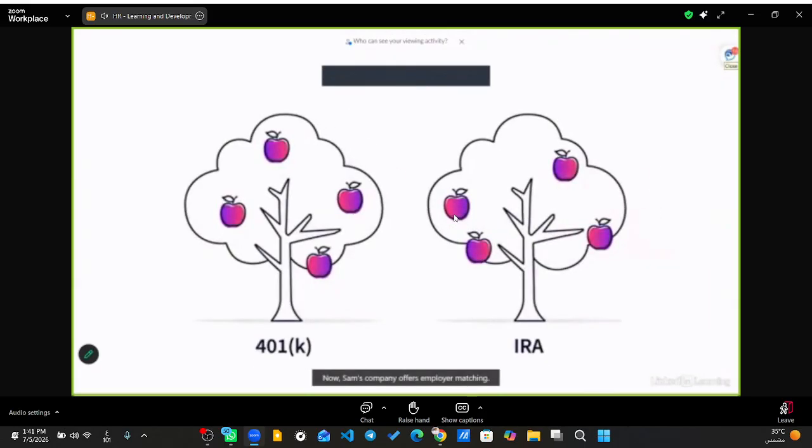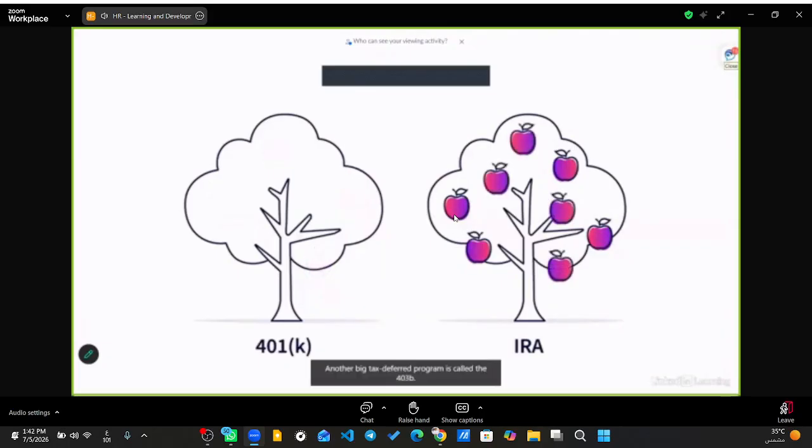Now, Sam's company offers employer matching. This means they will likely match at least part of her 401K contribution. Many firms match up to a specific percentage of an employee's 401K contribution. For instance, Sam's firm might match the first 5% of her salary in her 401K. If she earns $50,000 a year and contributes 5%, or $2,500 of her salary, her firm would contribute an additional $2,500 to her 401K for her. Now, let's pretend Sam leaves her job. Well, she can roll the account over into her new employer's 401K or into her own IRA.